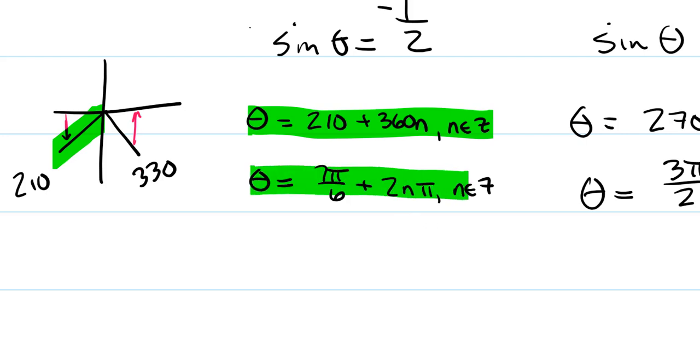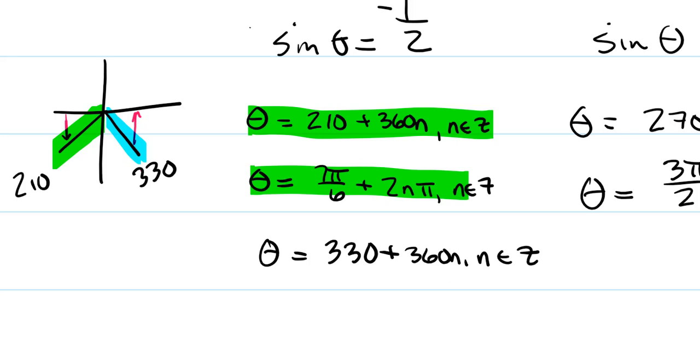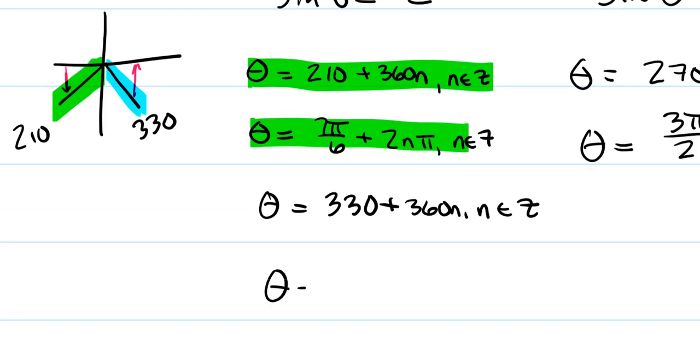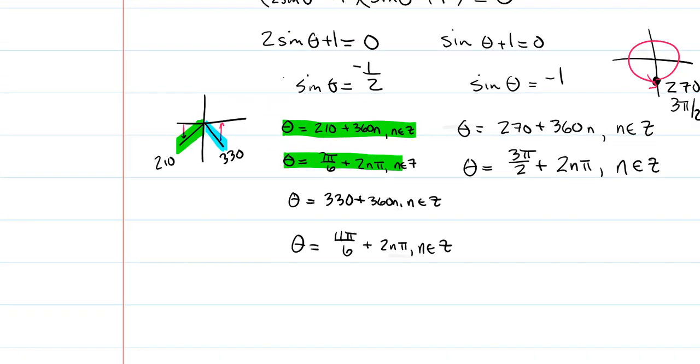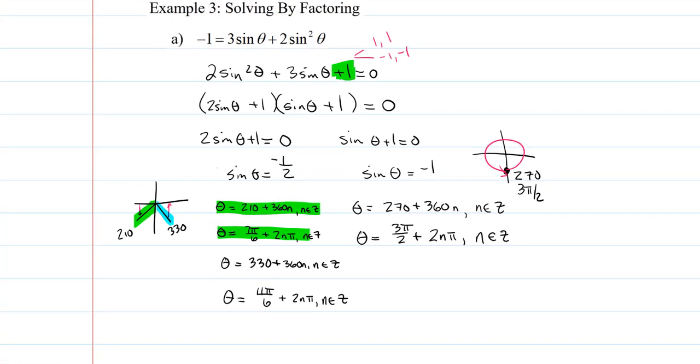Now our other solution is 330. We'll have to write that separately for that one. So we would have theta would be 330 plus 360n, and then n is an element of the set of integers. And then same thing, if we were to write that using radians, then 330 in radians is going to be 11 pi over 6 plus 2n pi, where n is an element of the set of integers. So that is how you solve this particular type of problem, by factoring.